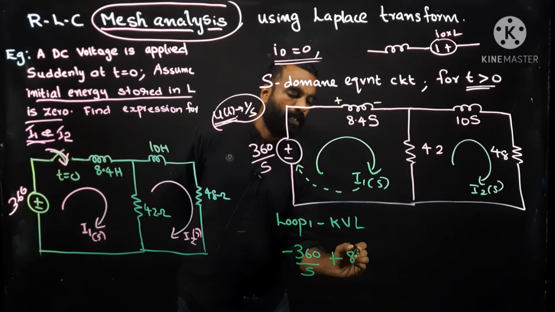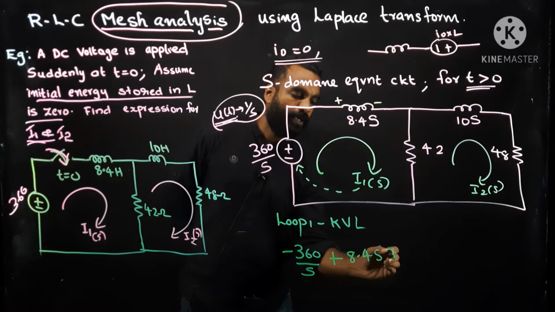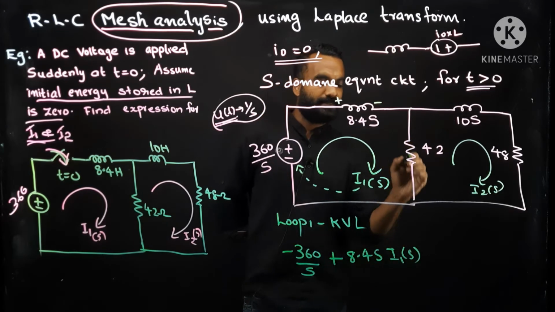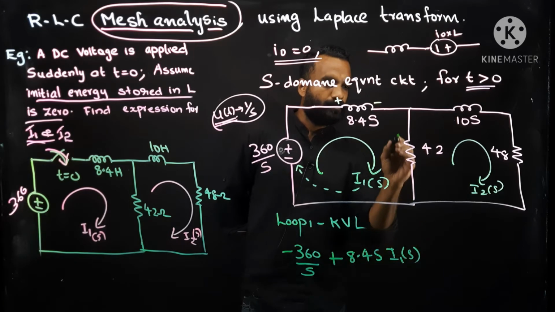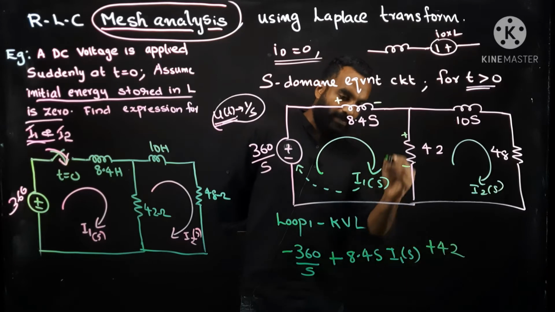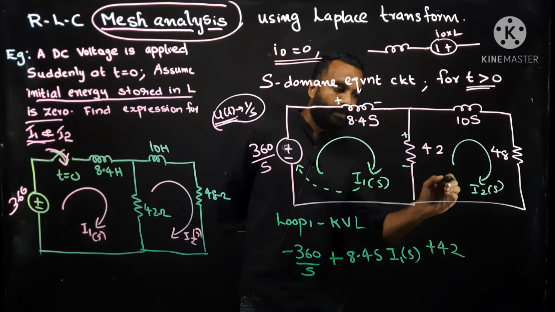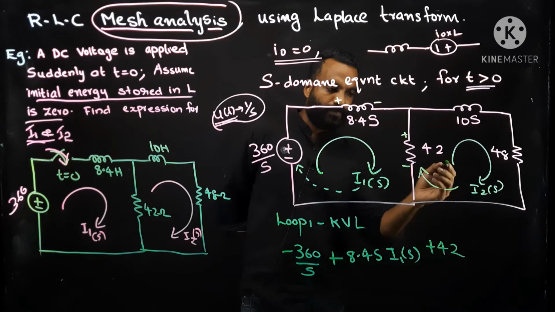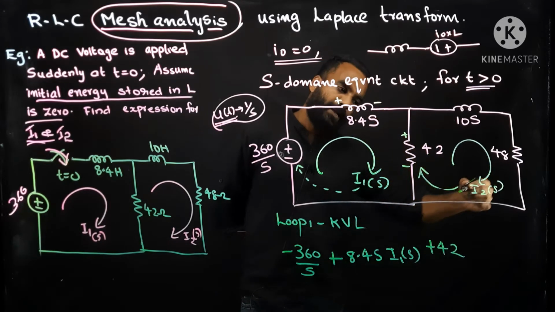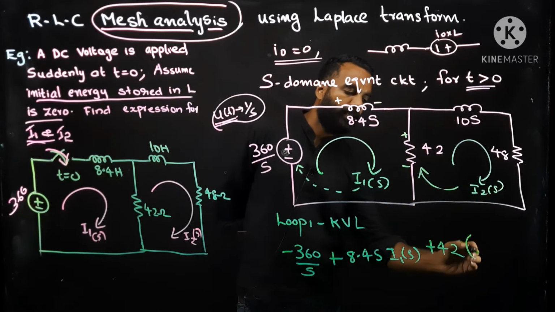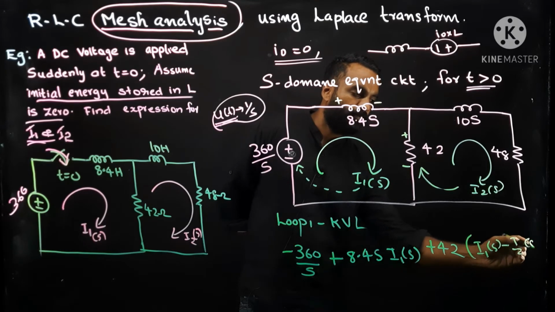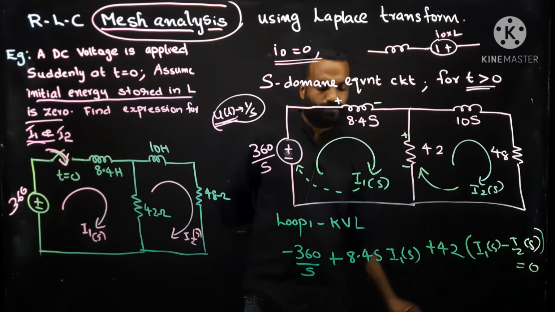Plus 8.4S into I1 of S, plus 42 into I1 of S and some I2 of S also passing in this one. It is common for both these branches. So I1 of S is entering at plus and I2 of S is entering at minus. So you have to take 42 into I1 of S minus I2 of S. That is equal to 0.